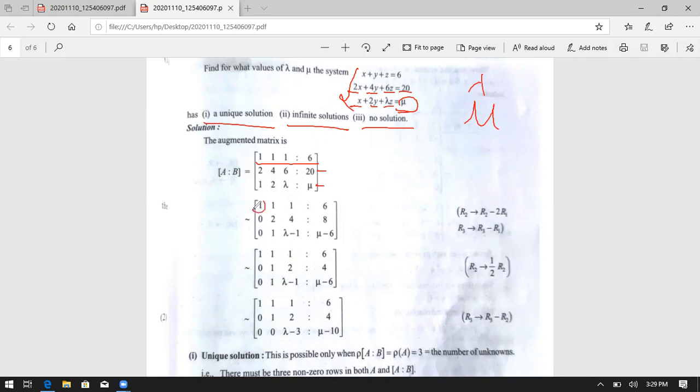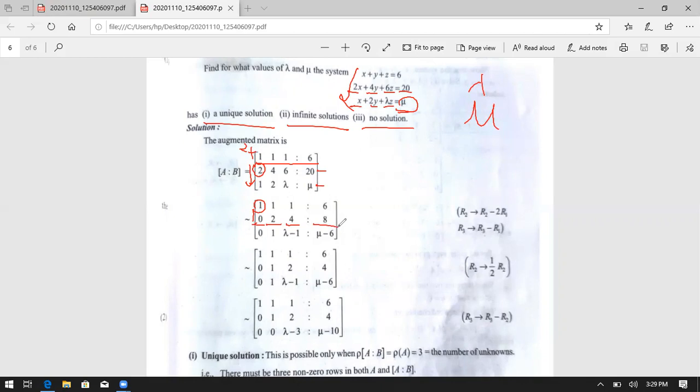First one is unity, that is correct. Next the below elements are 0, 0. This one 2 and 1. Next R2 is equal to R2 minus 2R1. Here 2 is there, in R1 1 is there. Let's multiply 2 to the first row. After that R2 equal to R2 minus 2R1. Then 2 minus 2 is 0. Here 4 is there, 2 times 1 is 2, 4 minus 2 is 2. Next 6 minus 2 is 4. Next 20 minus 2 times 6, 2 times 6 is 12, then 20 minus 12 is 8.